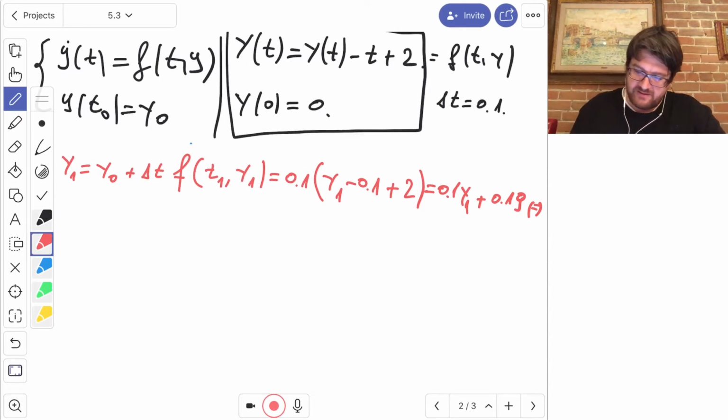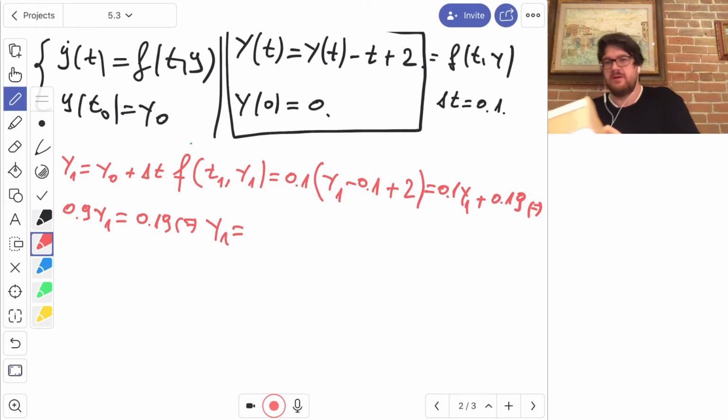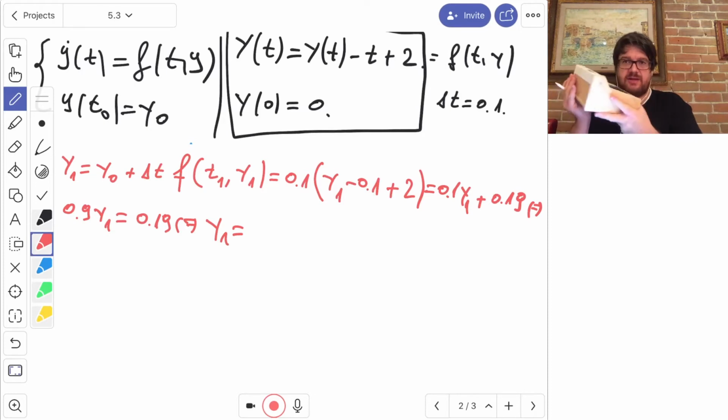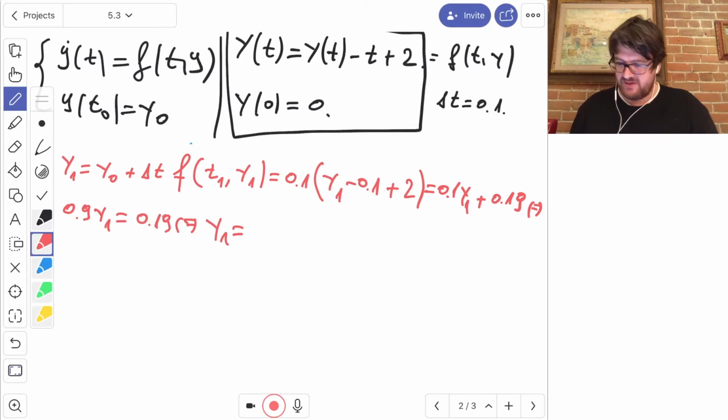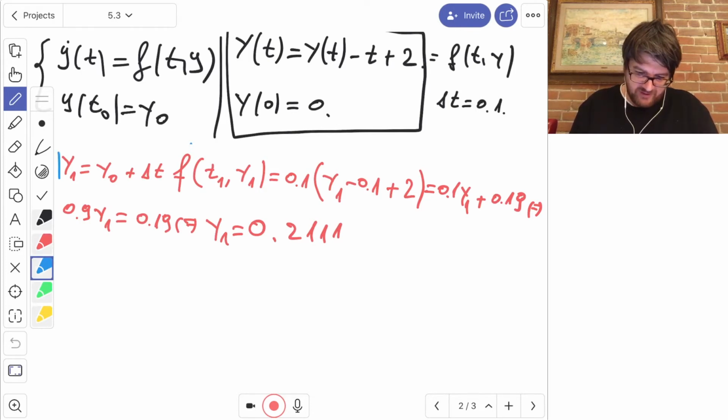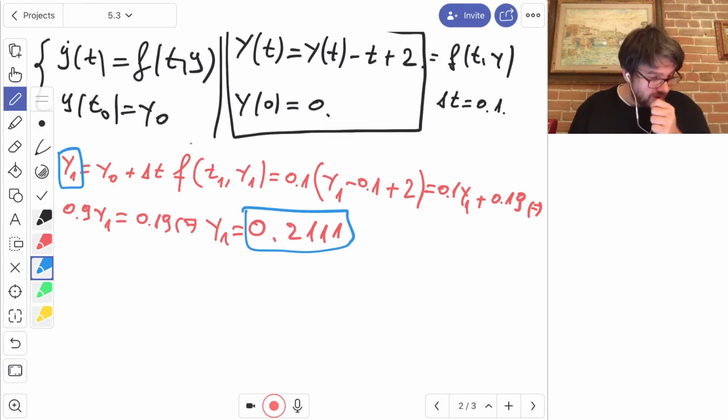But now I can turn this around. So I have 0.9 y1 equals 0.19, which means that y1 equals, and I'm gonna use my son's high-tech calculator. He's 6 years old. So it's gonna be 0.19 divided by 0.9, 0.2111, and so on and so forth. So since I used red now, I'm gonna use blue to highlight the solution.